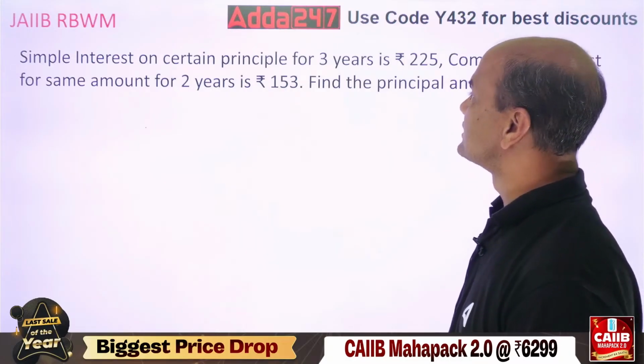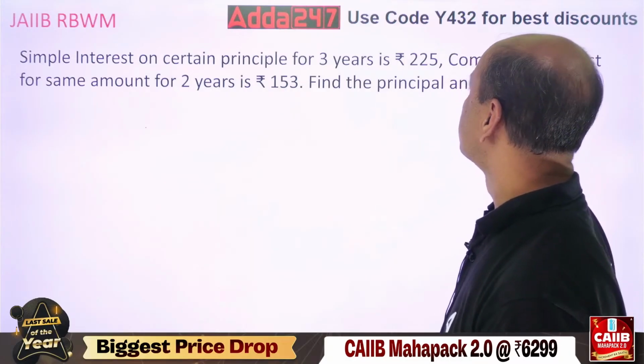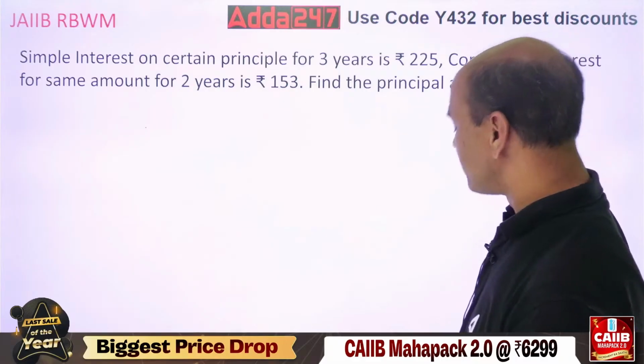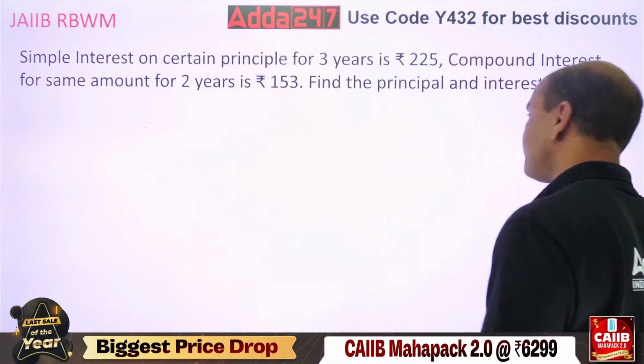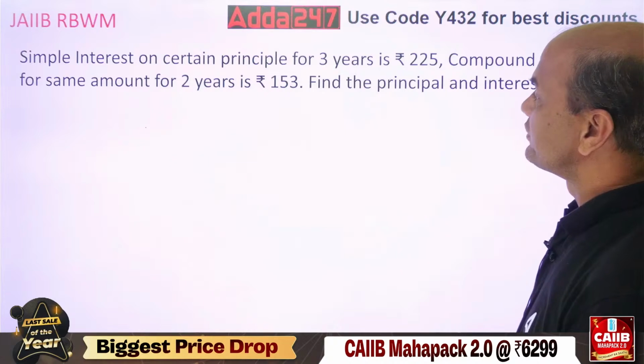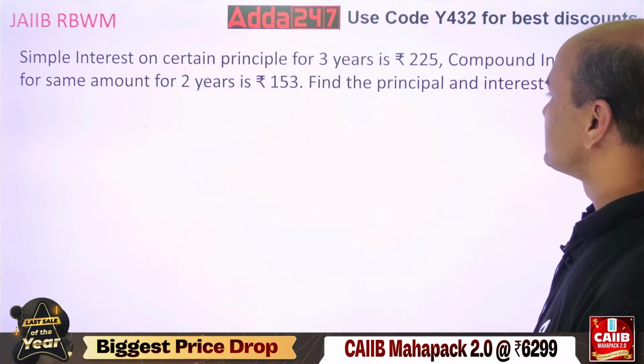Simple interest on a certain principal for 3 years is 225. Compound interest on the same amount for 2 years is 153. Find the principal and the interest.